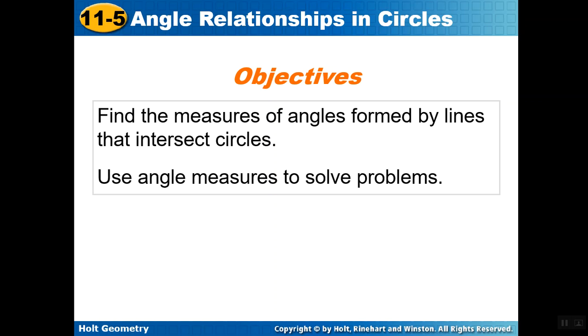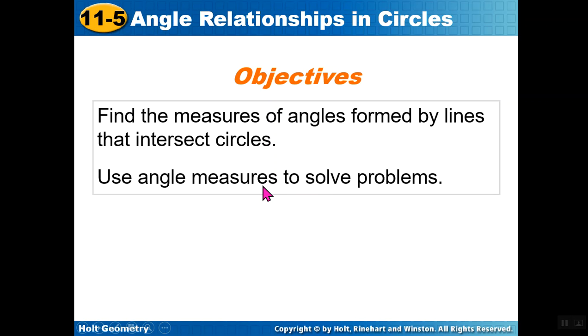Today we will continue the lesson that we already started yesterday, lesson 11.5, angle relationships in circles. Again, the main objectives here are to find the measure of angles formed by lines that intersect circles and use angle measures to solve problems. Okay, now yesterday, what did we do?